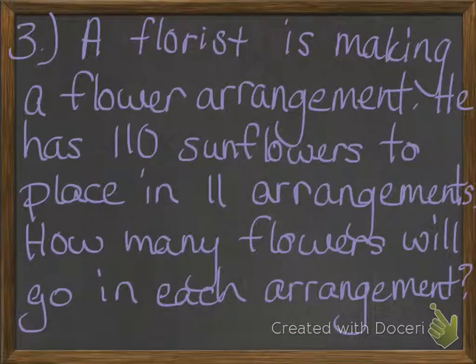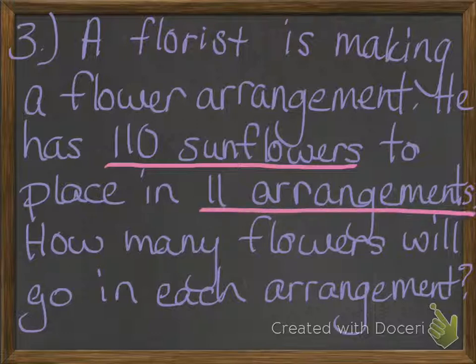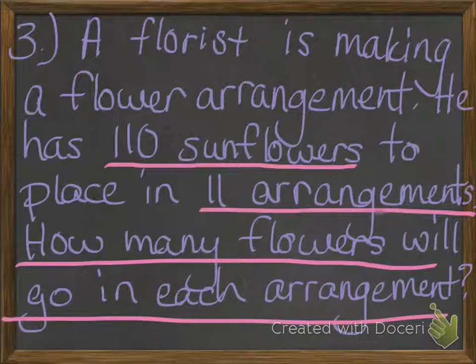All right, number 3. A florist is making a flower arrangement. He has 110 sunflowers to place in 11 arrangements. How many flowers will go in each arrangement? So my important information is that he has 110 sunflowers to place in 11 arrangements. How many flowers will go in each arrangement?